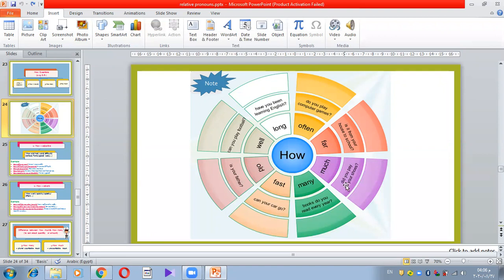So for example, how much did you pay for your shoes? How many books do you read every year? That's how many and how much. And don't forget, many is followed by plural countable noun. Okay, how fast can your car go? How old is your father? How well can you play football, as an adverb? How long have you been learning English? How often, as an adverb as well. Do you play computer games?